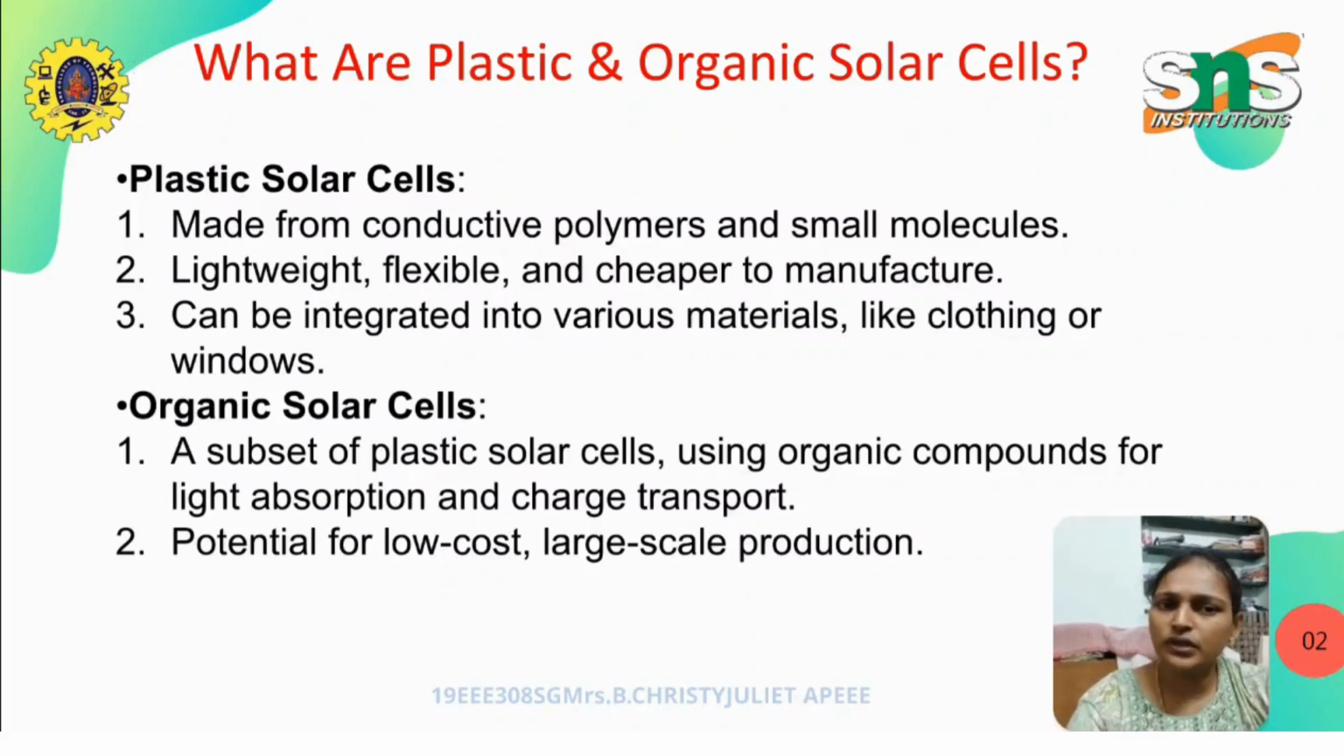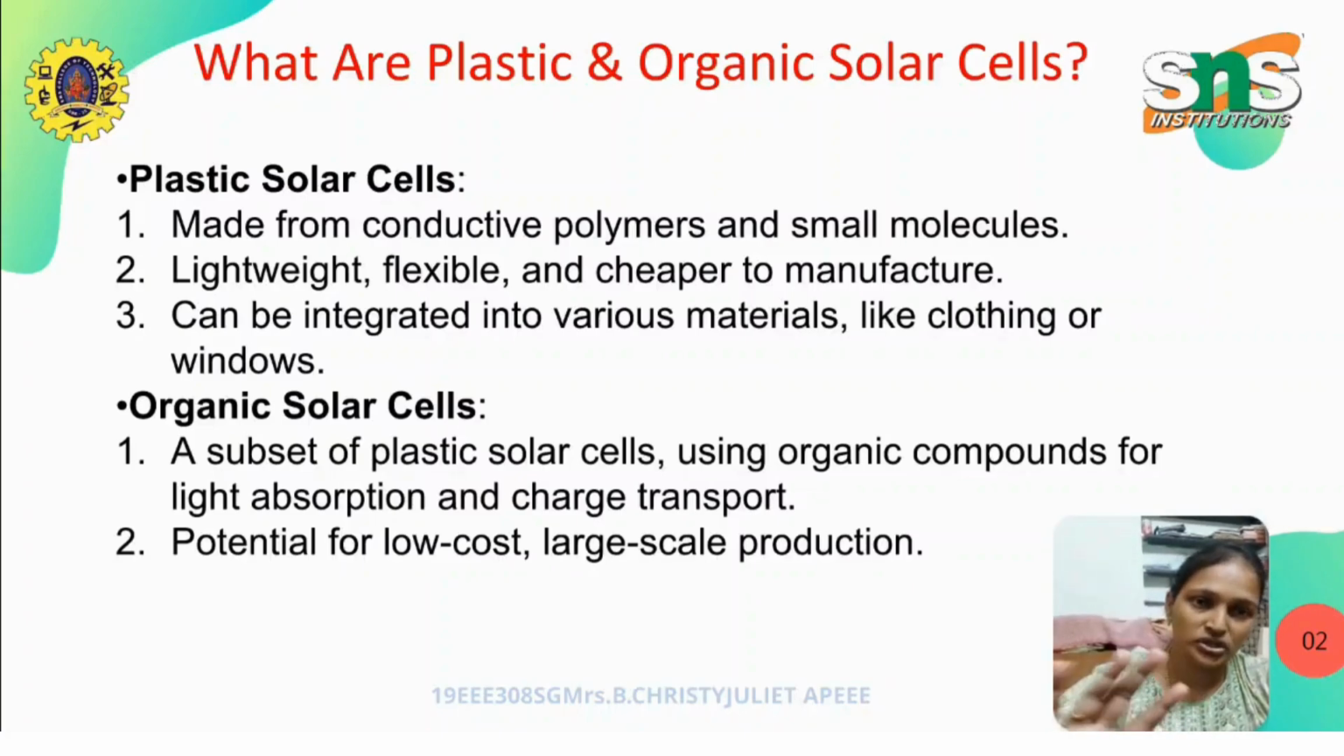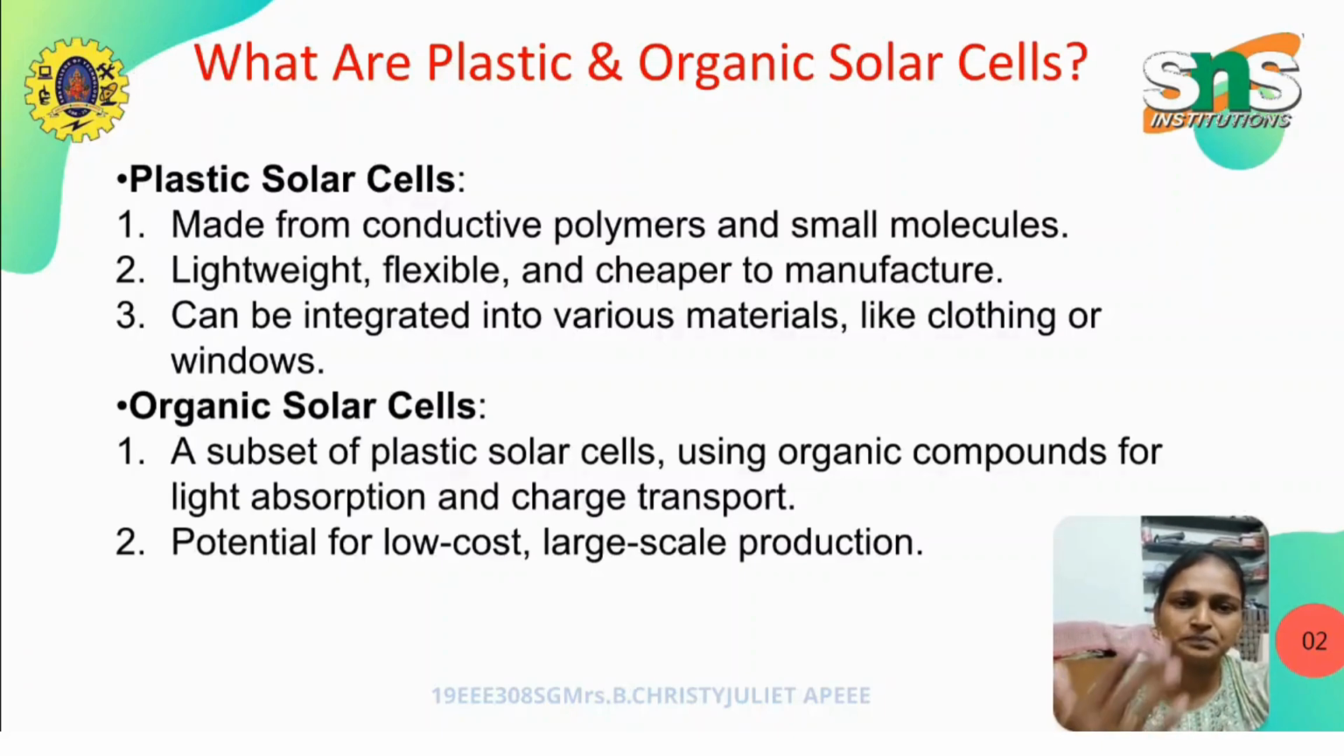In this particular video, we have discussed what a solar cell is, what its importance is, and what the different types of solar cells are. We have seen a gist of those, and we have discussed two types of solar cells. In the next video, which is the continuation of this, we will look into the other types of solar cells in detail.